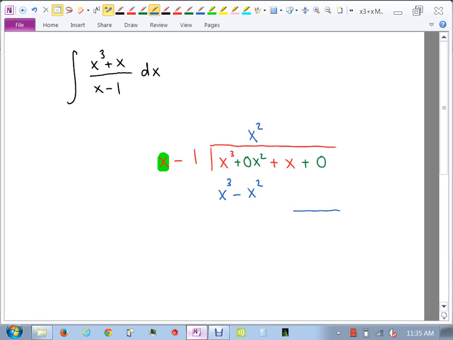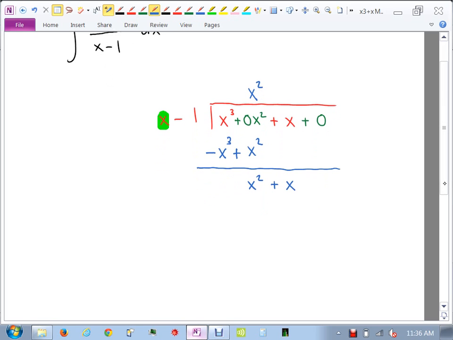Now what we do with division, like we did in grade school, is we change the sign. So this becomes negative and then plus, and then goes straight down. The x cubes cancel, don't they? Then I have nothing plus x squared, which is x squared, and then I still have the plus x, and then the nothing, right? Questions?